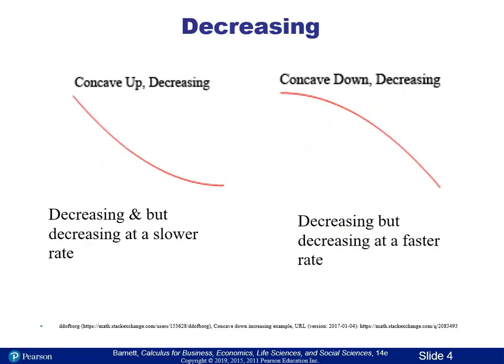Same thing with decreasing. We can decrease in two different ways. So we can decrease concave up. In that case, it's decreasing, but it's decreasing at a slower rate. So you kind of see this leveling off that's occurring here. Over here, it would be decreasing concave down because it's cupped downward. And so you would be decreasing, but decreasing at a faster rate, because you can see here it's more level, here it's getting steeper and steeper.